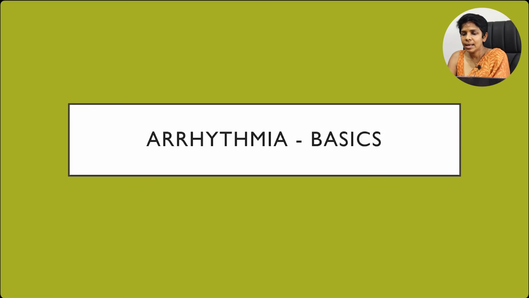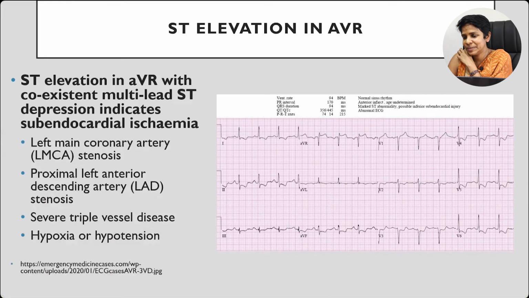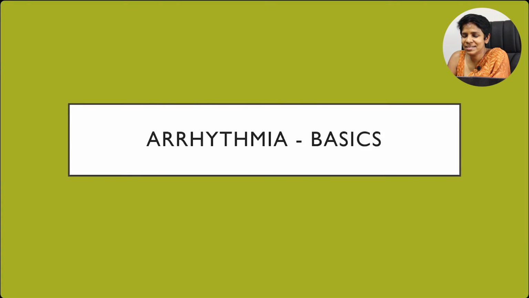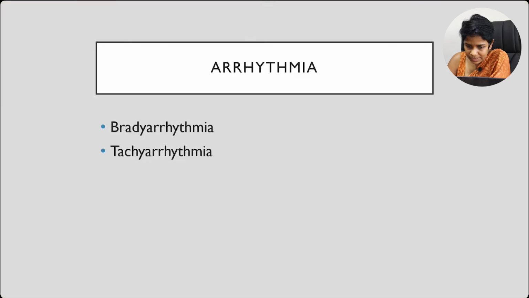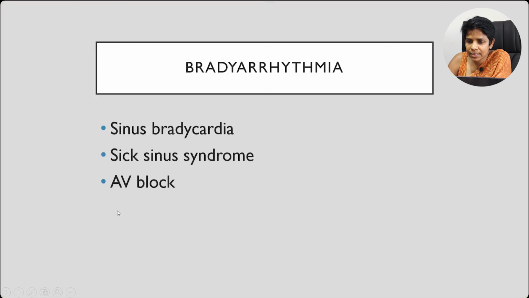Okay, so those are the important points that I wanted to highlight in ECGs in acute coronary syndrome, because those are the things that we should not miss. I will briefly highlight the basics about arrhythmia because I don't think I have much time now. So we know there are 2 different types of arrhythmias for us, bradyarrhythmia and tachyarrhythmia. There are different presentations of bradyarrhythmia. It could be due to sinus bradycardia, sick sinus syndrome, or AV block.